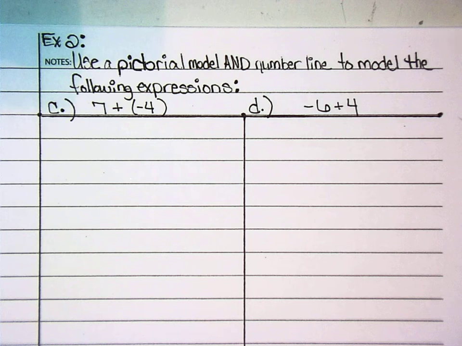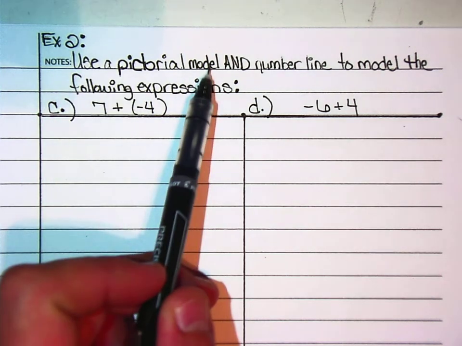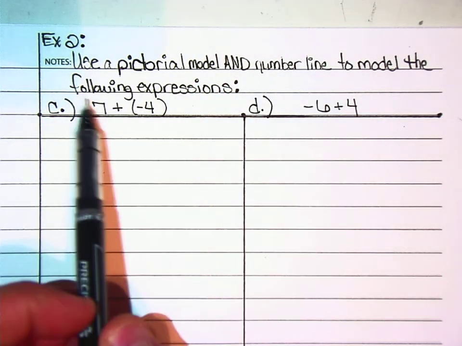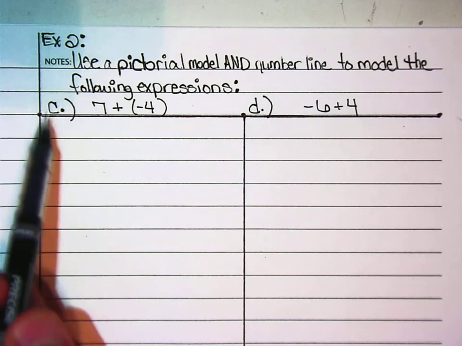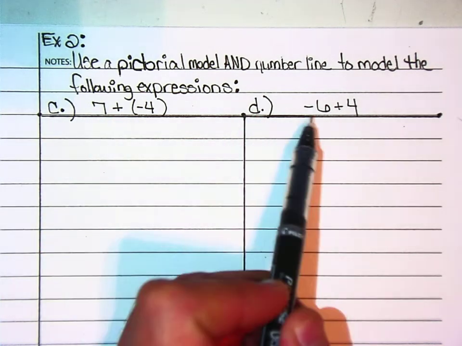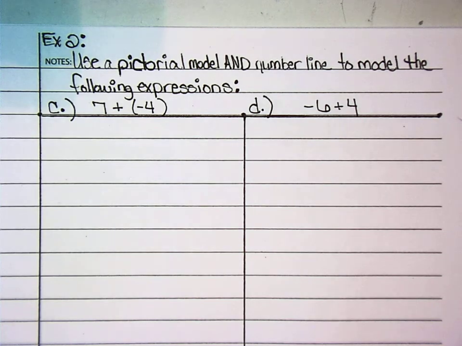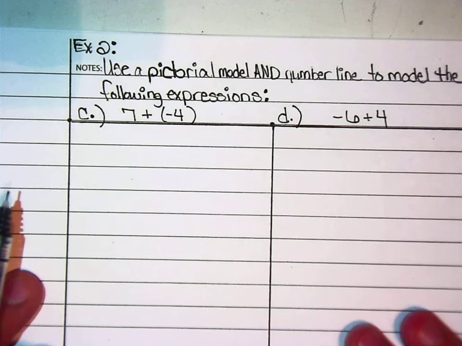Hi, this is the second part of our notes on modeling integer addition. For example 2, we have the instructions: use a pictorial model and number line to model the following expressions. Expression C is 7 plus negative 4. Expression D is negative 6 plus 4. Let's begin our process again with expression C, 7 plus negative 4.